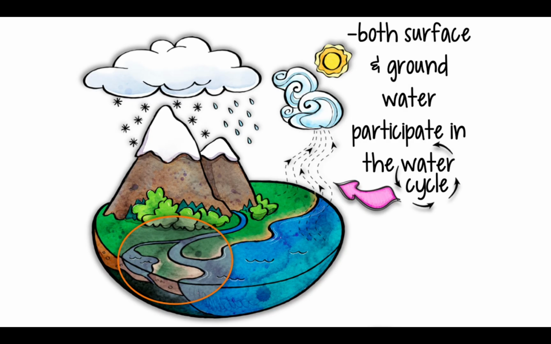Okay, so now let's look at both of these types of water together. So both surface and groundwater participate in the water cycle. Okay, which again is why it is important that you have a solid understanding of the water cycle so that you understand how it gets there and how it flows.